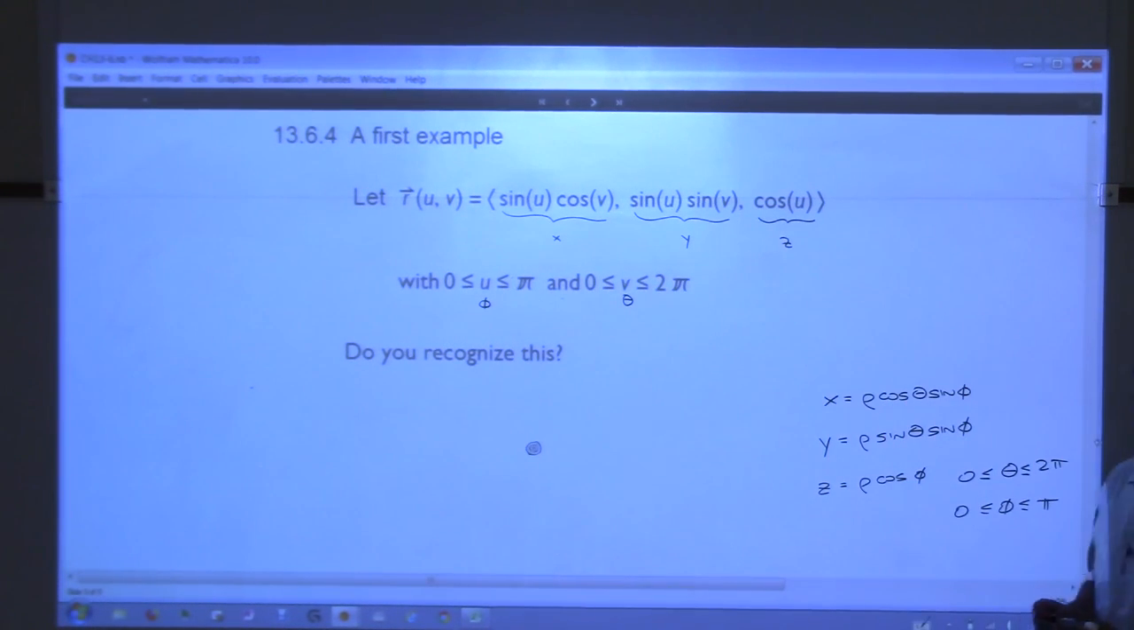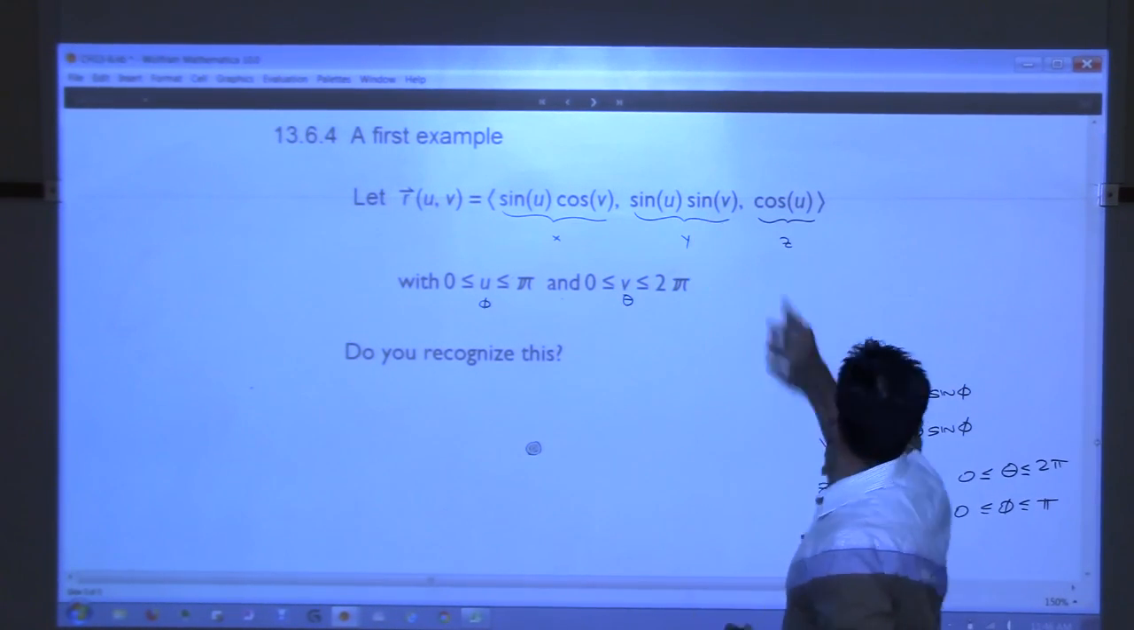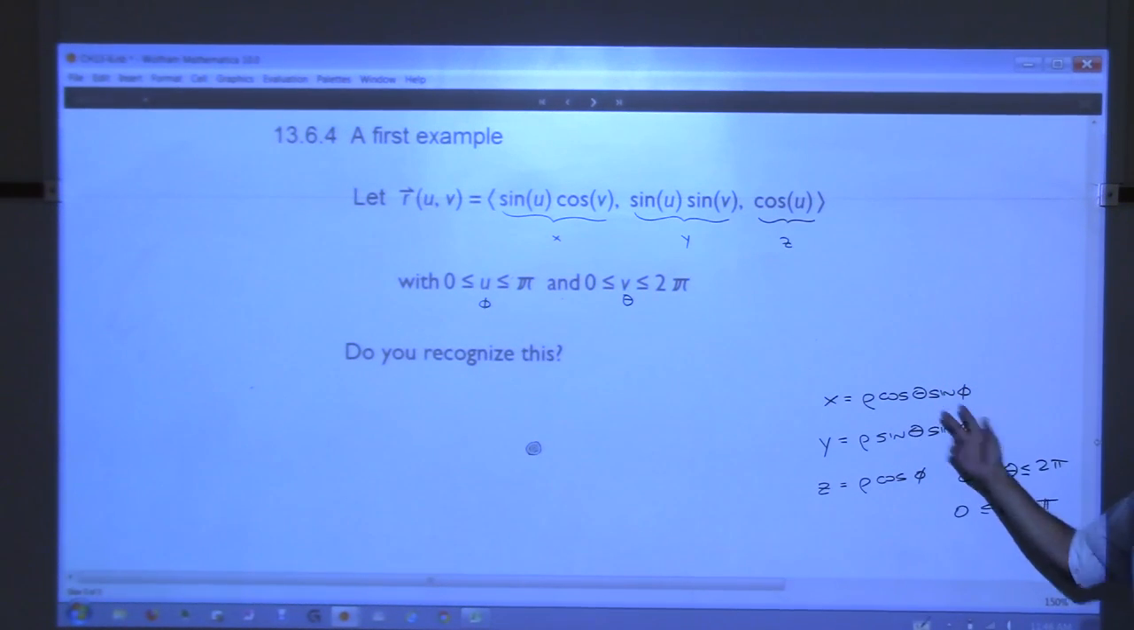The other way around. No, these are switched, okay? These are flipped from this formula. But it's multiplication, so it doesn't matter. That should draw the unit sphere, right? Surface, that's what it should draw, okay?